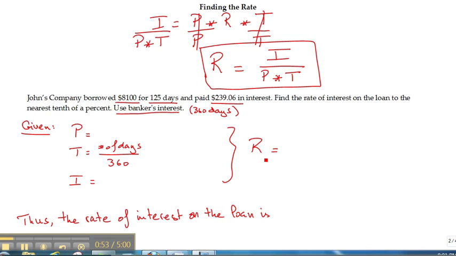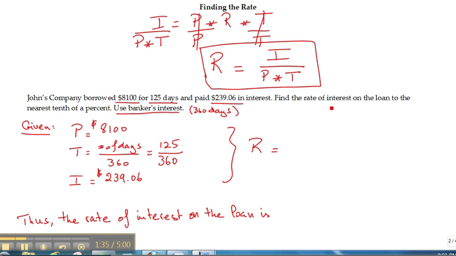So let's read this example and find the rate. John's company borrowed 8,100. So this is the principal that they borrowed. So this is given for 125 days. So number of days is 125. Because we are using a banker's interest, we use 360 days. So we divide by 360 and paid 239.06 in interest. So this is the amount of interest. T, the time, is 125 over 360, and the principal is 8,100.